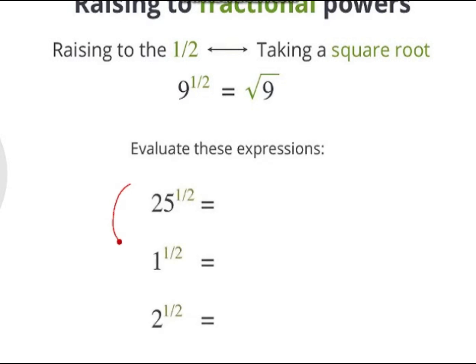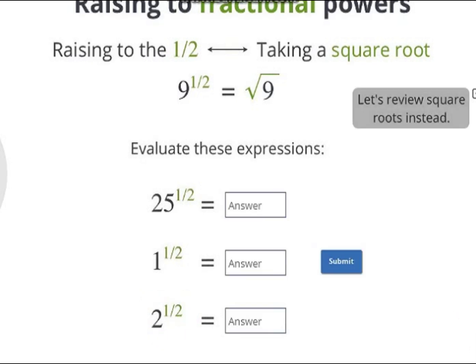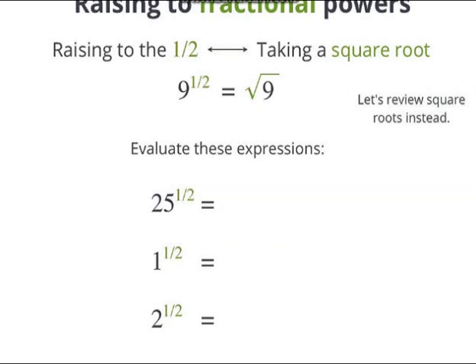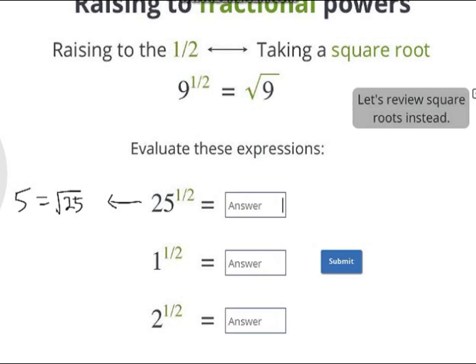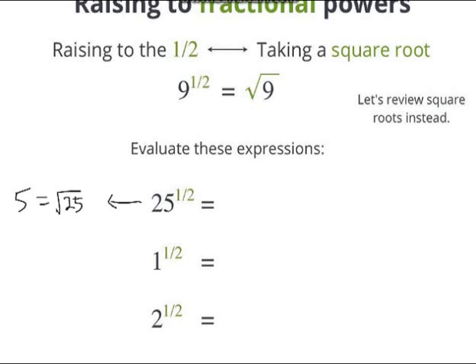So next, try evaluating these three expressions. For this one down here, give your answer to 2 decimal places, and you might want to use a calculator. 25 to the 1/2 power is the same thing as the square root of 25. And the square root of 25 is 5, because 5 times 5 is equal to 25. Why don't you give the rest a shot? 1 to the 1/2 power is the same thing as the square root of 1, and the square root of 1 is 1, because 1 times 1 is equal to 1.